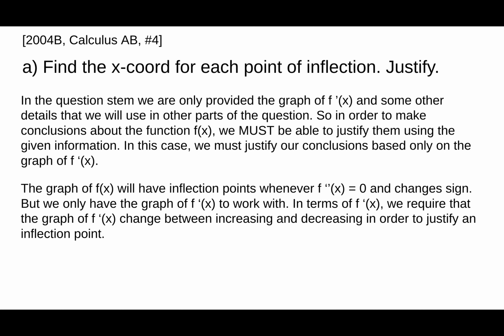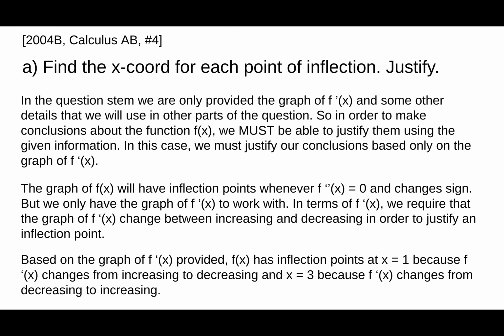So in terms of f prime, in order to determine where f has an inflection point, well, f double prime has to be 0 and it has to change signs. Well, okay. We can do that with the graph of f prime if we can identify where f prime changes between increasing and decreasing. Right, well, we have the graph of f prime, so we can identify those points from the graph. We're also given that f prime does have a horizontal tangent line at x equals 1 and x equals 3.